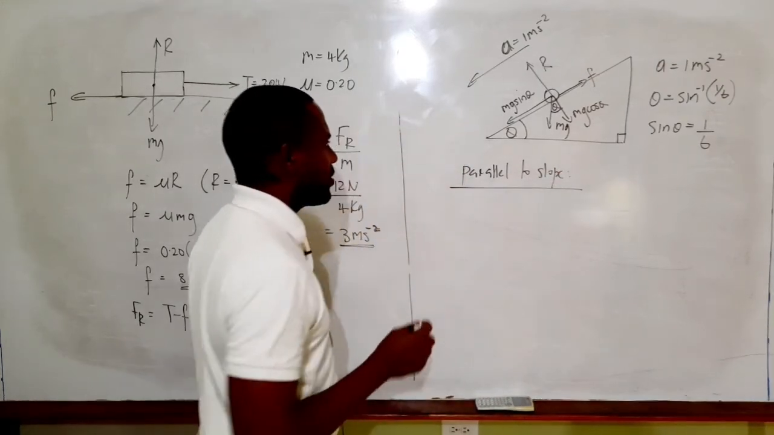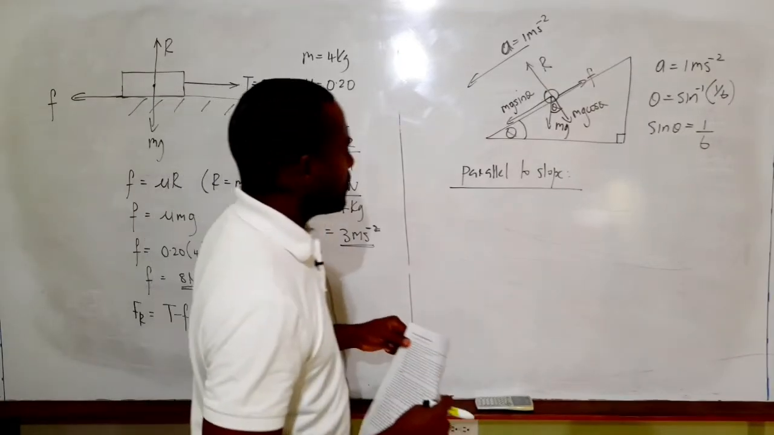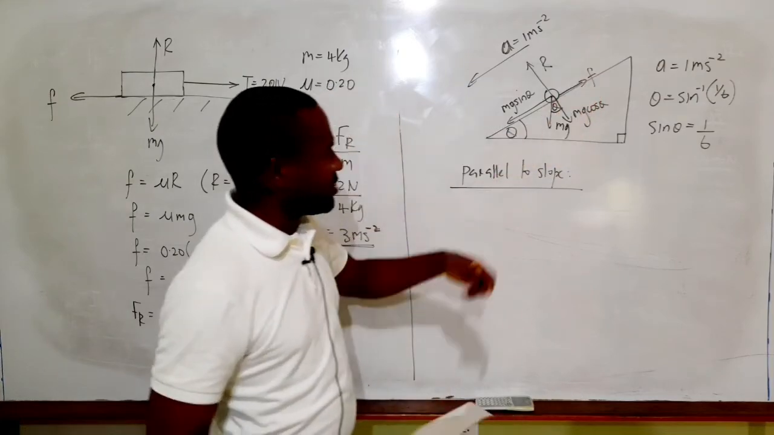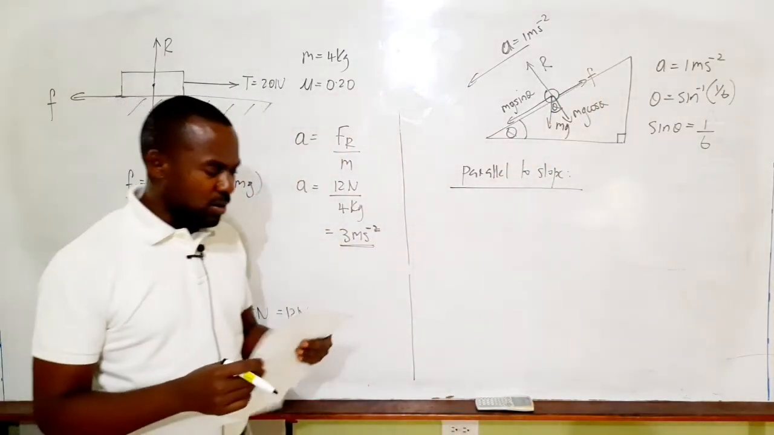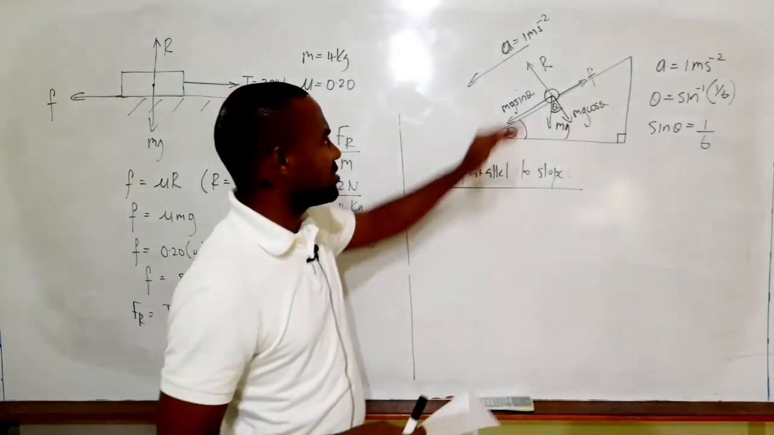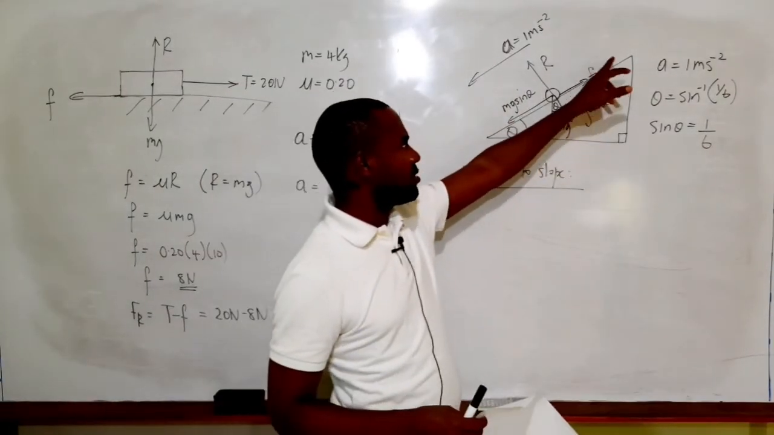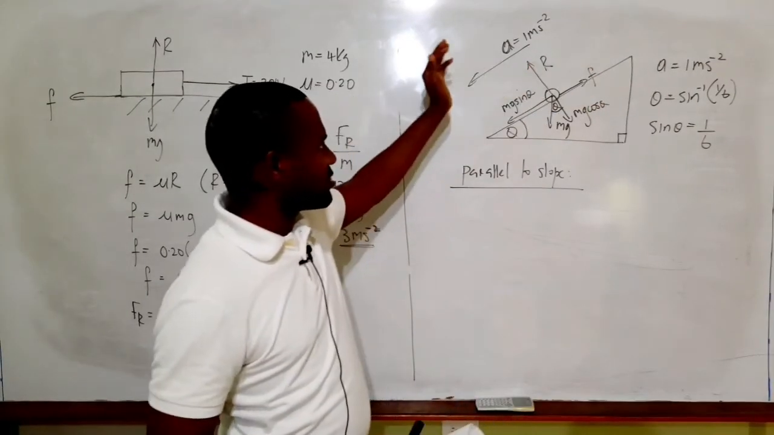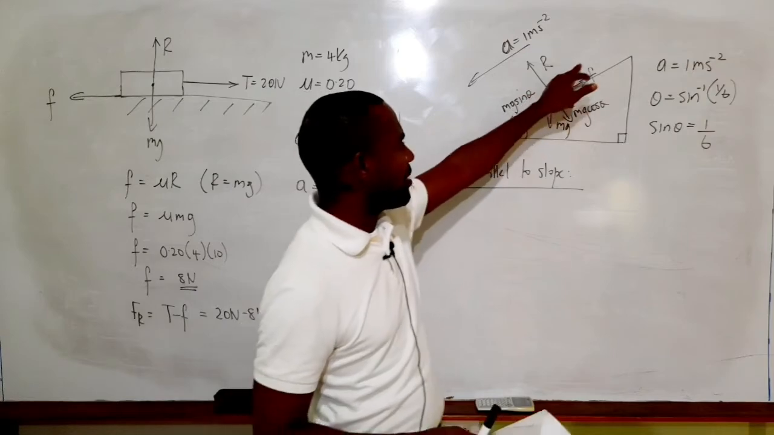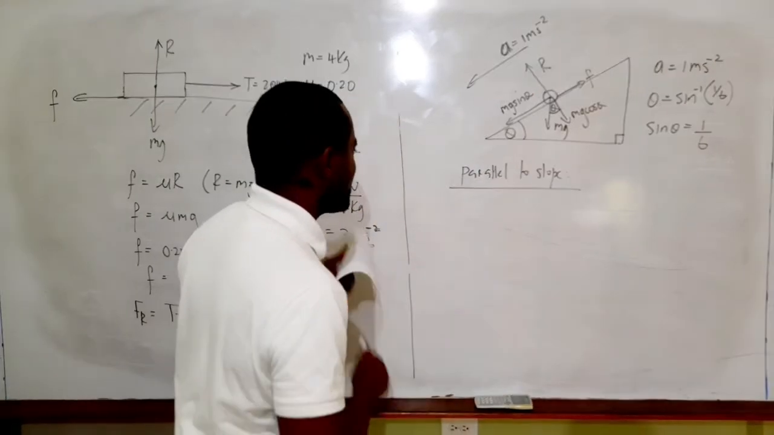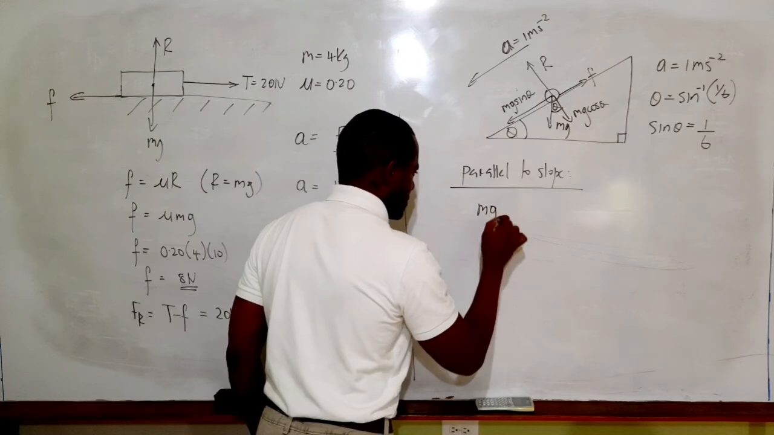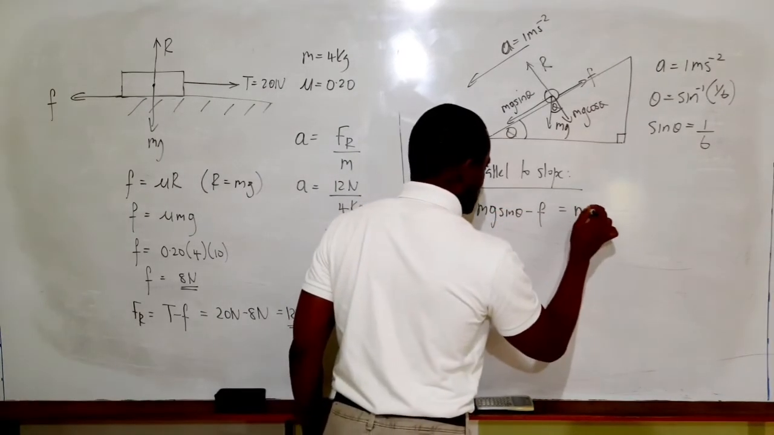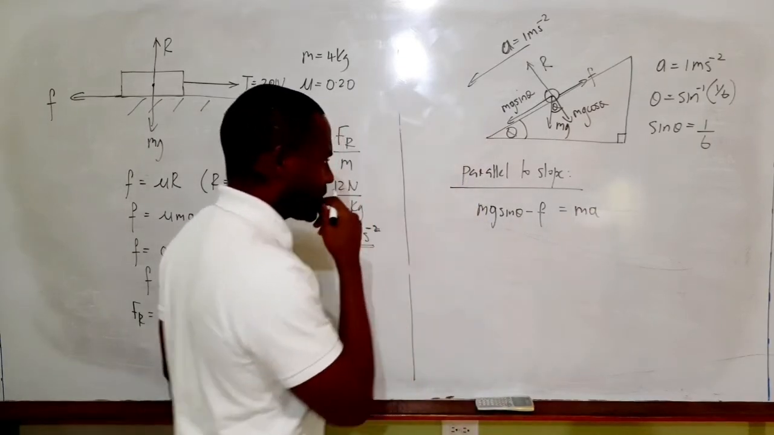So parallel to the slope, the resultant force would be equal to mg sine theta minus F. Because the body is accelerating down the slope, and there's one force, the component mg sine theta acting down the slope, and a friction opposing the body's motion, it means mg sine theta must be greater than F, and the resultant force is going to be given by mg sine theta minus F. And so we have mg sine theta minus the frictional force, and that would be equal to the mass times acceleration, right?